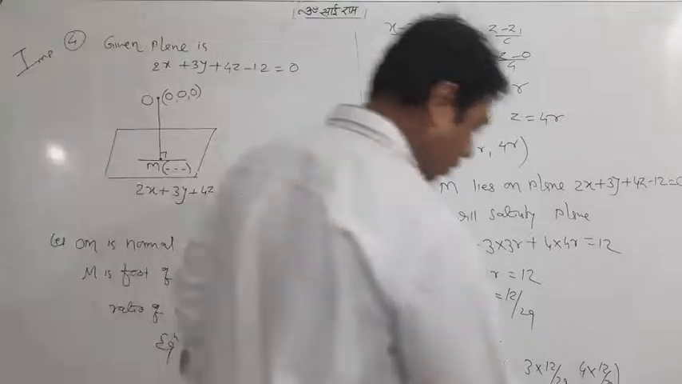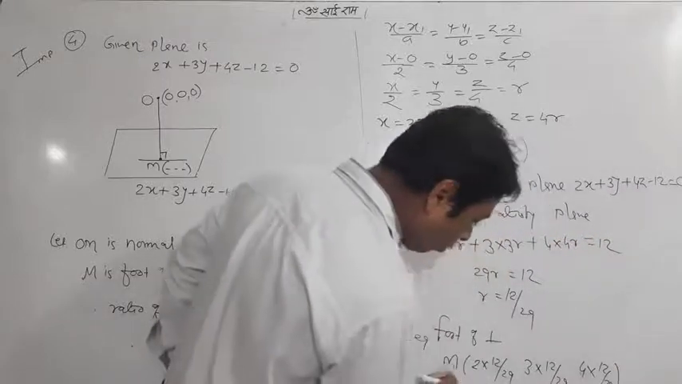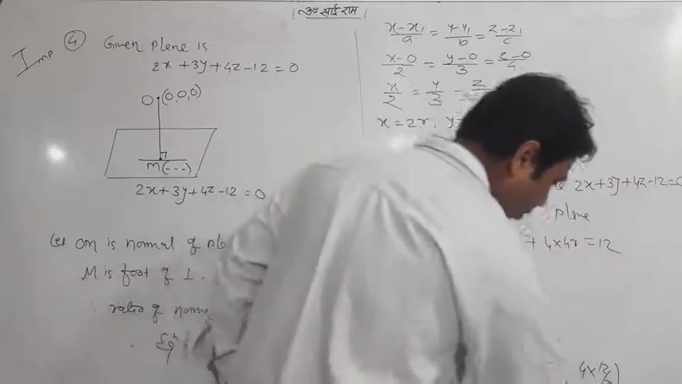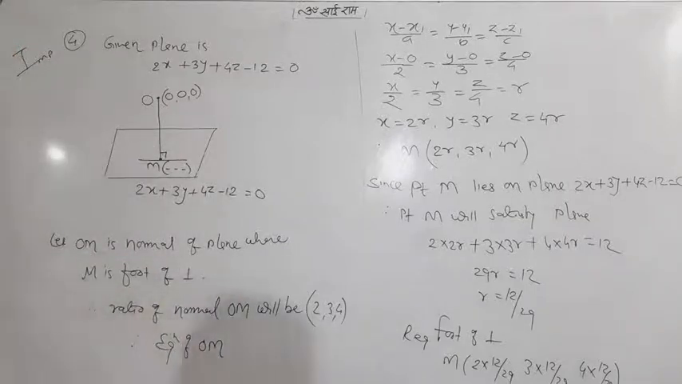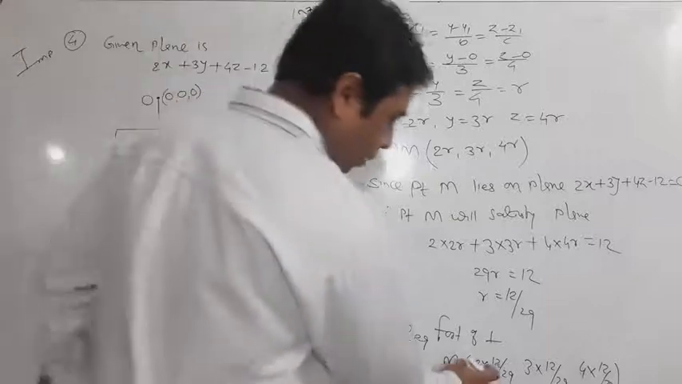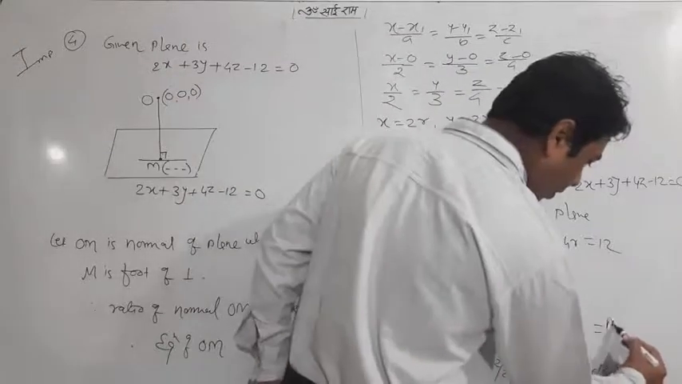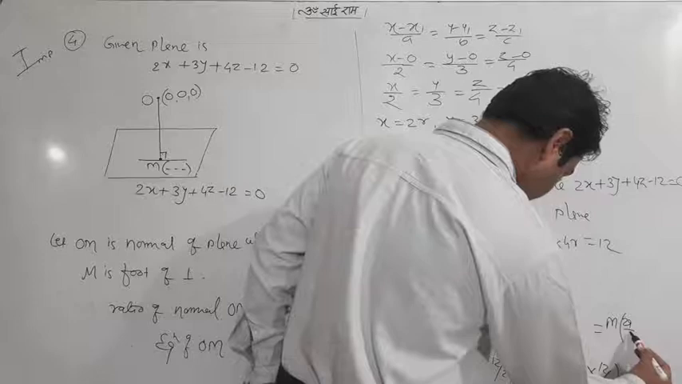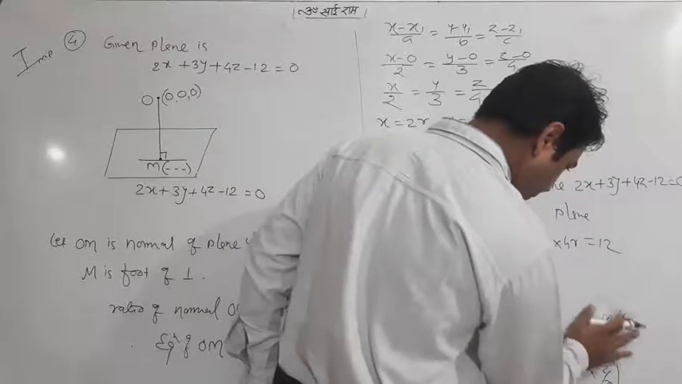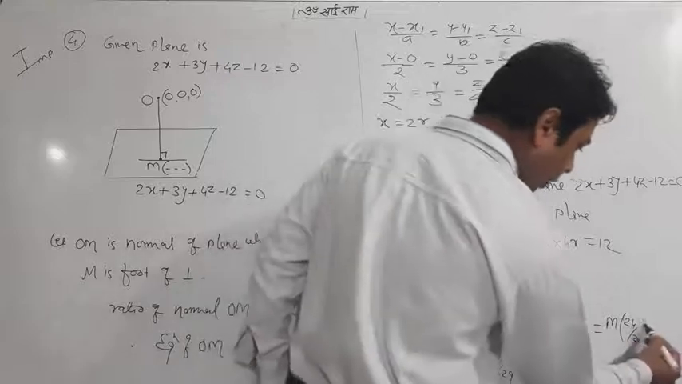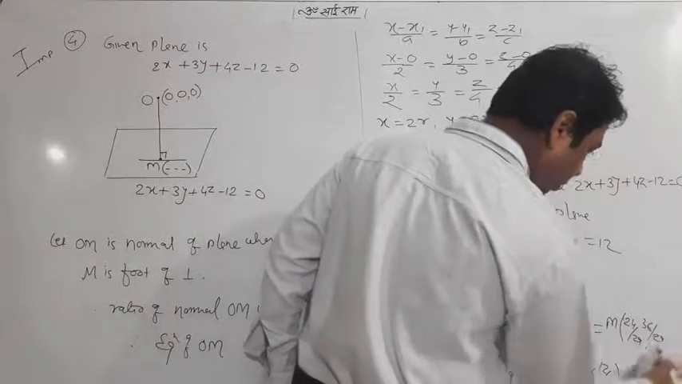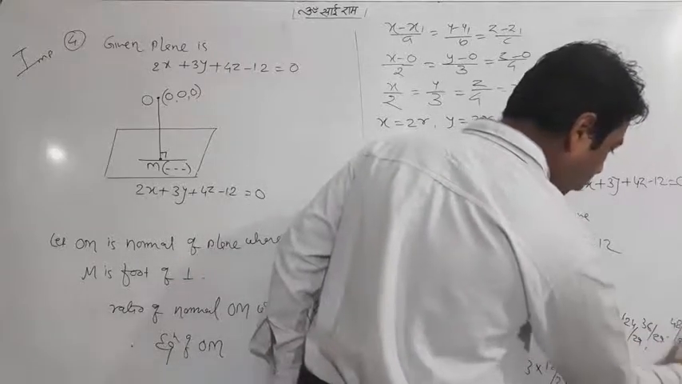I think this portion is not visible in the video, but now you can understand. So M is 12 into 2, 24 by 29. Can I write here? 24 by 29. This is 36 by 29. And this is 48 upon 29. So one can understand it.